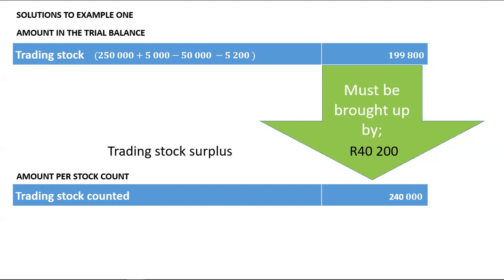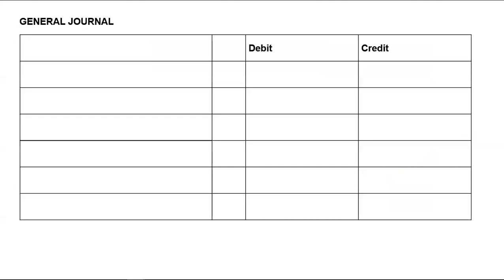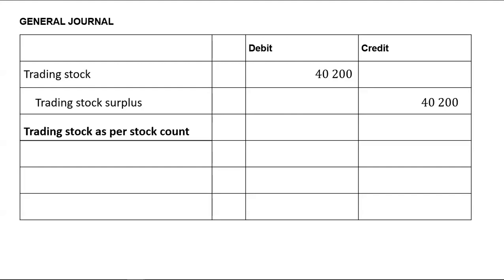To record this, we are simply going to debit trading stock because our trading stock will be going up from 199,800 to 240,000. So assets increase on the debit side, and we have to recognize trading stock surplus, which is income. Income goes up on the credit side. And that's it. Let's check adjustments.